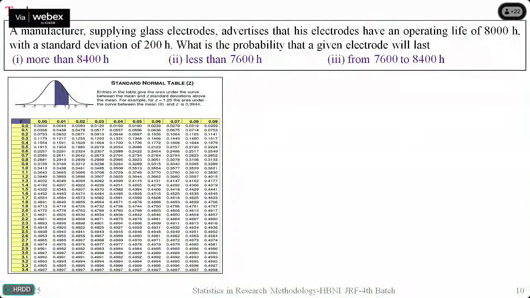If you can do at least one of the 3 subparts, the other ones will be almost similar. For more than 8,400 hours, what is the probability that the electrode will last that many hours? Once you do that part, the rest you can check at the hostel itself.